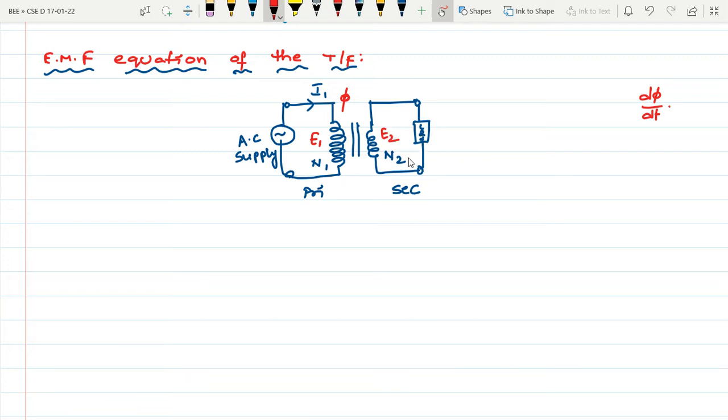Now this secondary circuit is a closed circuit. So due to this EMF, current will circulate in the secondary winding. Let us assume that current is I2.